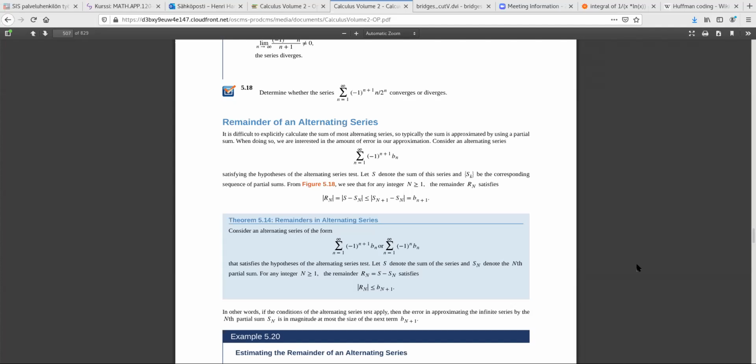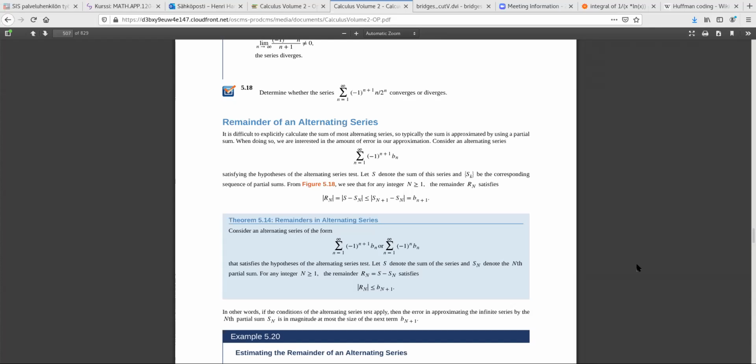Fairly simple. So here's a talk about the remainder of the alternating series. If you have an alternating series, then once we hit the part where the terms are strictly decreasing, we know that if you take a partial sum up to some capital N, then what remains is at most the next term that was left out.